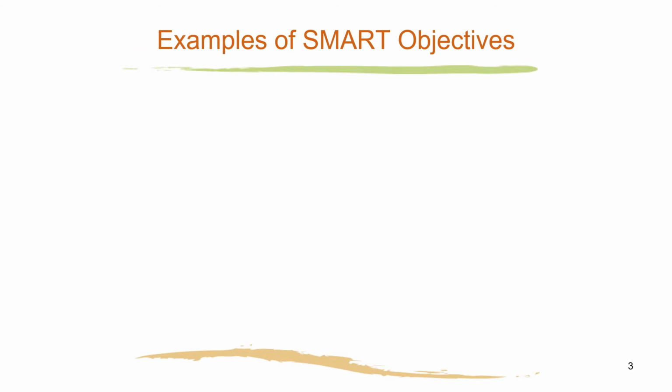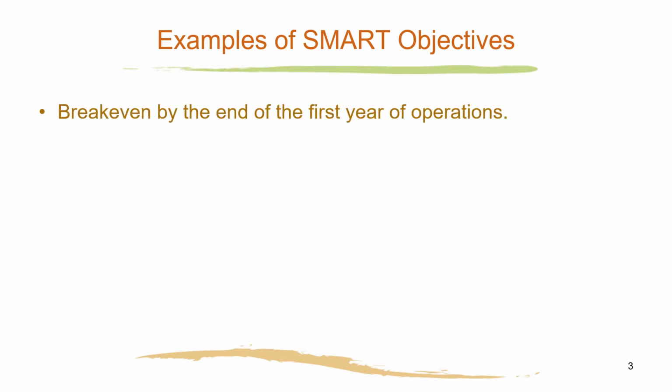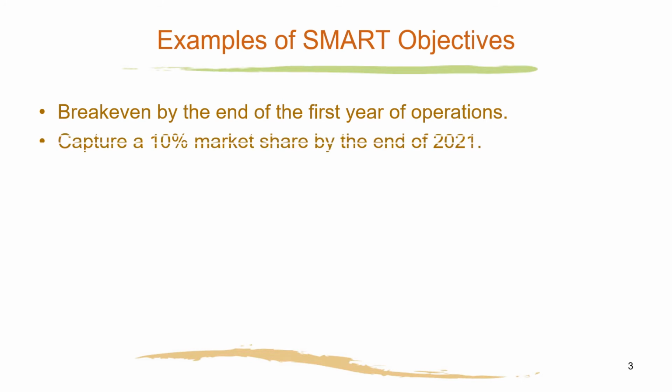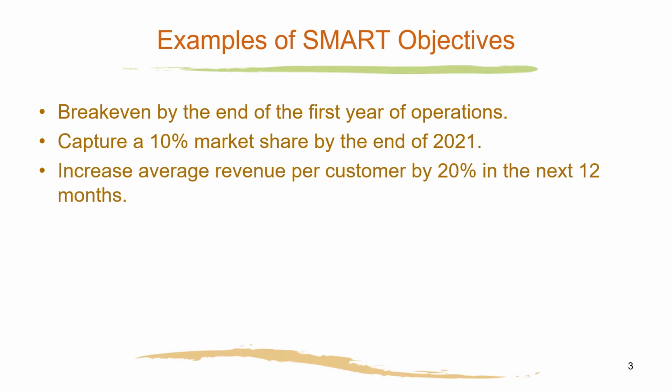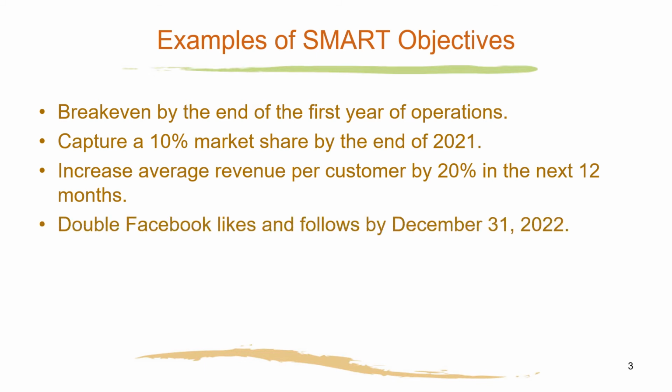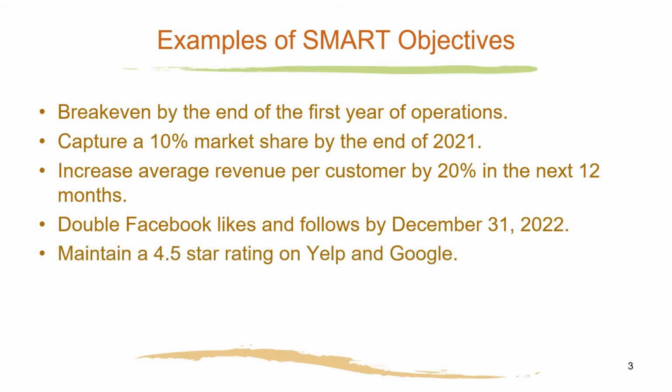Now here are examples of what would qualify as smart marketing objectives. Break even by the end of the first year of operations. Capture a 10% market share by the end of 2021. Increase average revenue per customer by 20% in the next 12 months. Double Facebook likes and follows by December 31st, 2022. Maintain a 4.5-star rating on Yelp and Google.